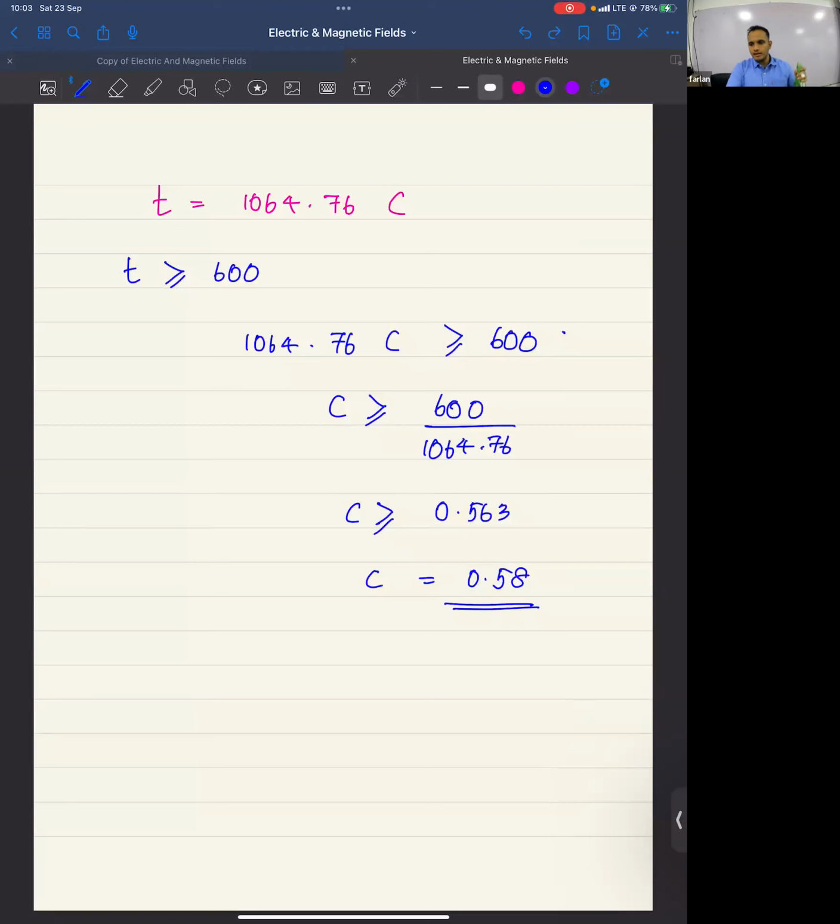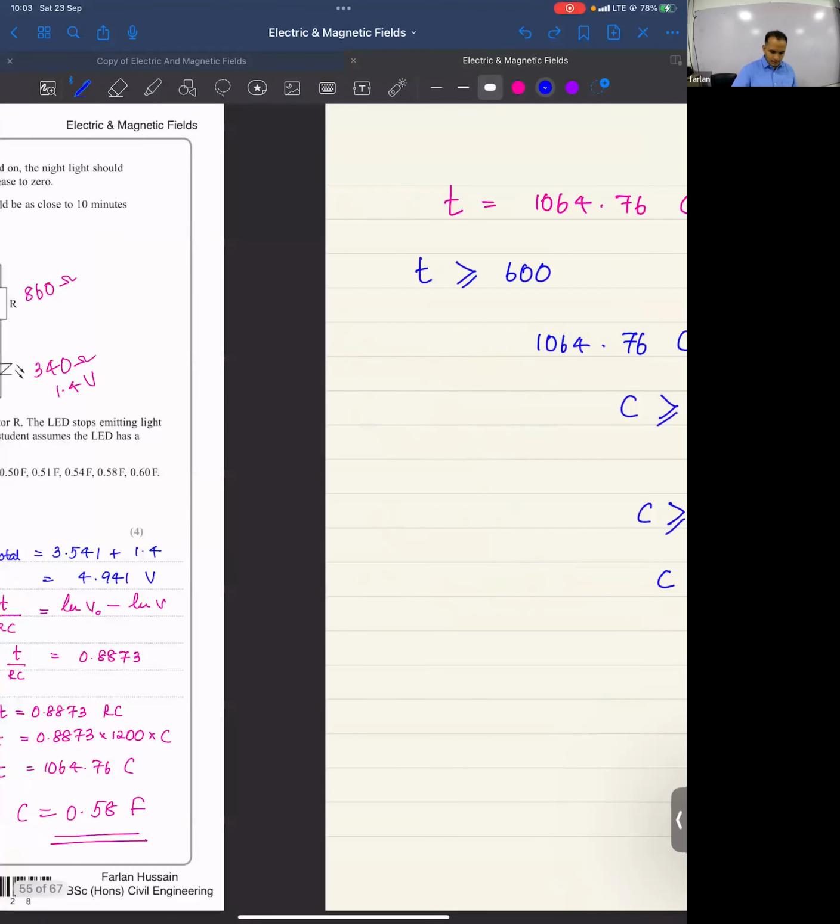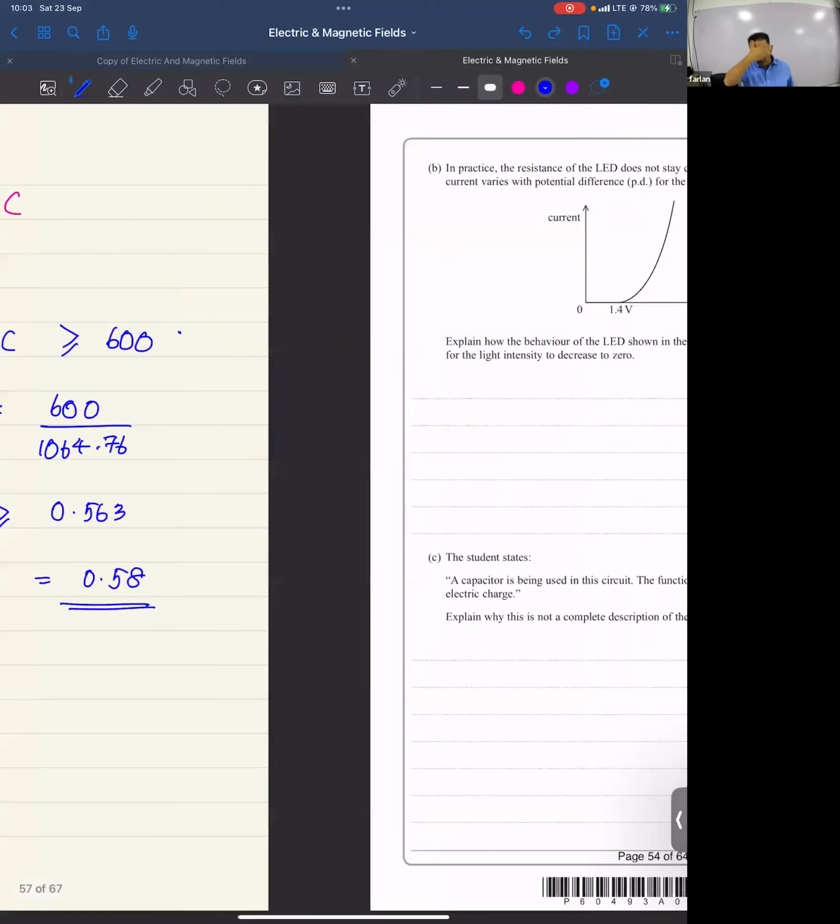I think I already answered your question, Farviz Fazlul. Can we use 0.6 farad? No. It should be greater than 0.563. At the same time, you have to pick the first option available. More than 0.563, the first option available is 0.58. Understood. Right, what's next? Oh, there's another part in there.